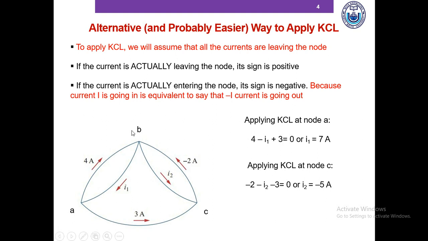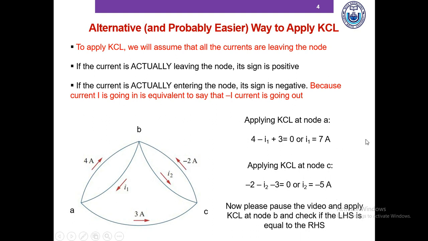Now I'd like to request you to pause this video and try to apply KCL at node B, and then we'll try to match our answers. So please pause this video. Okay, so hopefully you've been able to apply KCL at node B. So the KCL equation at node B will be minus 4 plus I1 plus I2 plus 2 equals to 0.